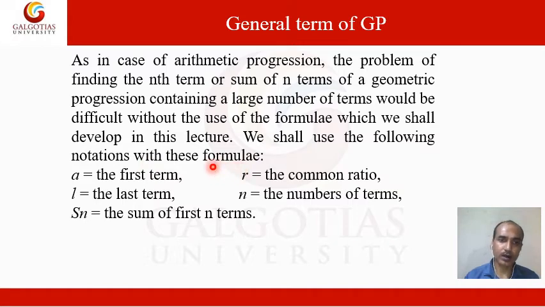The notations are: A represents the first term of GP, R represents the common ratio of GP, small l represents the last term of GP, n represents the number of terms in GP, and Sn represents the sum of first n terms of GP. Now we understand how to find the general term of GP.